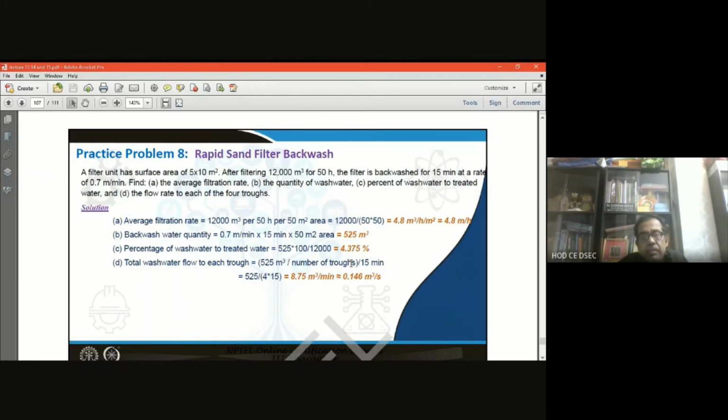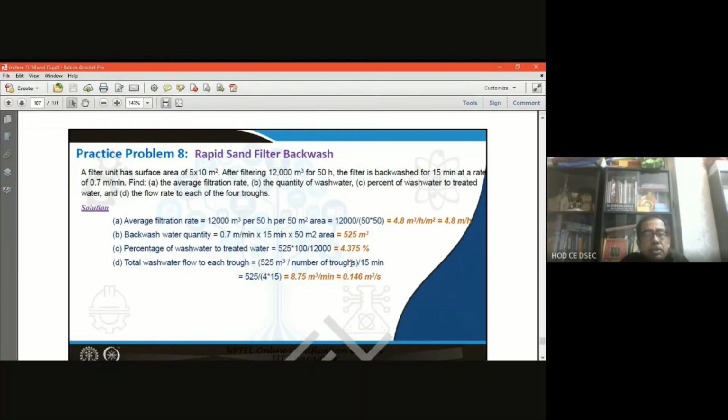So we have seen that up to 5% of the treated water we can use as backwash water for backwashing purpose. So this is the exact answer asked for in the question, the percent of wash water to treated water, and it is within the 5% limit which we have discussed for that rapid sand filter. Fine.